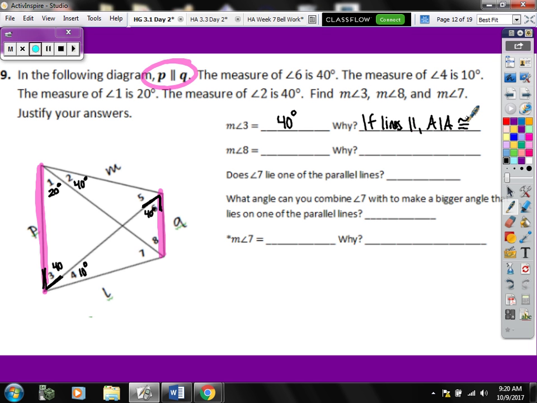Okay, angle 8, trace the corner. Okay, it's on parallel line Q. This is our transversal, so travel down the transversal until you find another angle that touches the other parallel line. And we see 20. These are also alternate interior angles, excuse me. So that has to be 20.